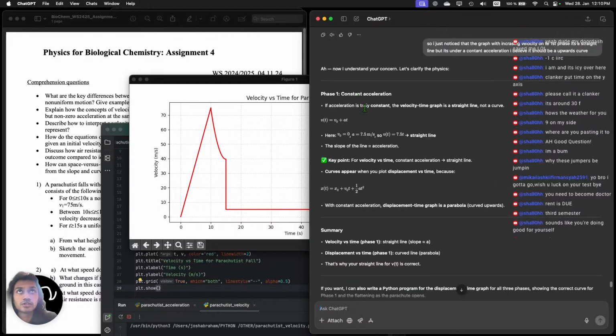Constant acceleration. If the acceleration is truly constant, the velocity time graph is a straight line, not a curve.